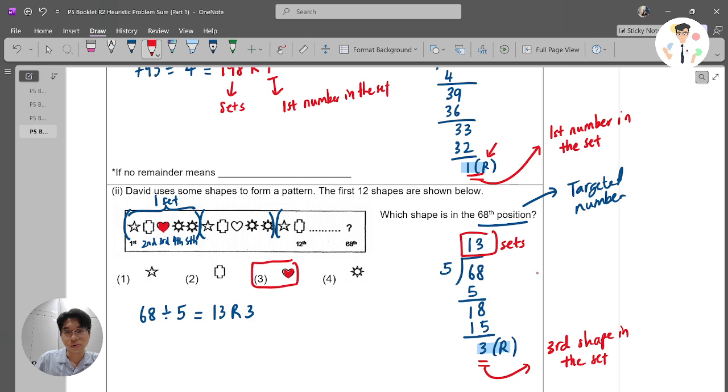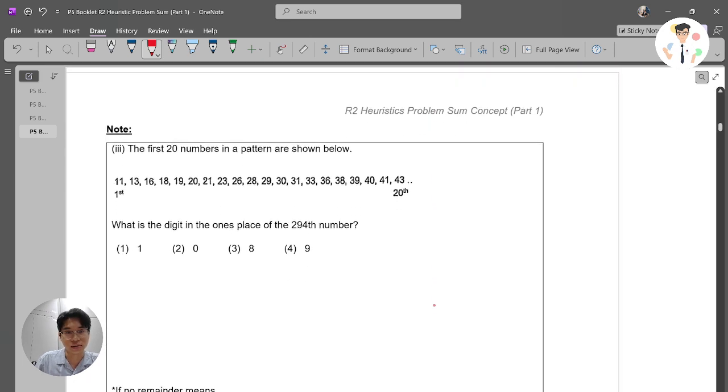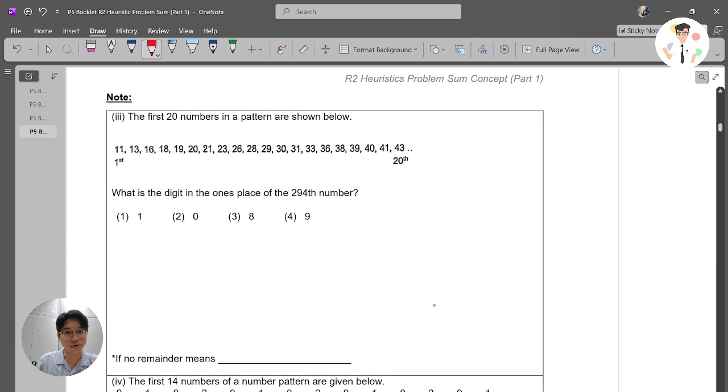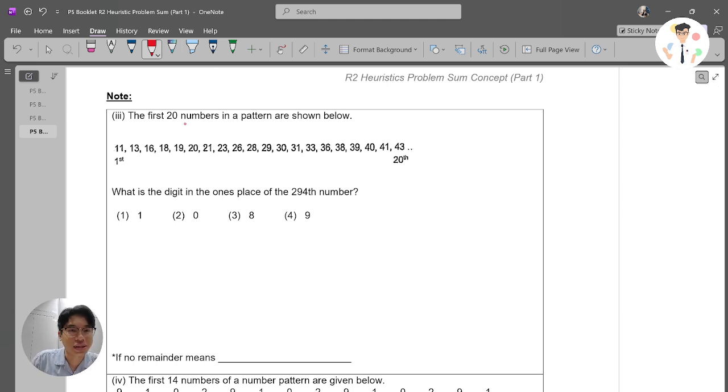Now let's look at example number 3 here. This is a very important question because it makes it slightly harder. Now, the first 20 numbers in the pattern are shown below. So I have 20 numbers here. Now, what is the digit in the ones place of the 294th number?